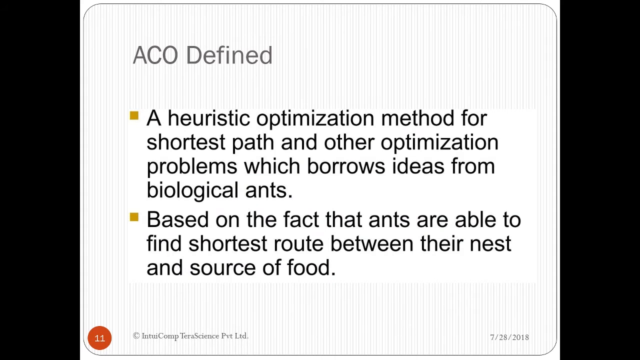Now let's come to ACO, how it is defined. It is a heuristic optimization method for shortest path and other optimization problems which borrows ideas from a biological specimen, that is the ants. It is based on the fact that ants are able to find the shortest route between their nest and a source of food.